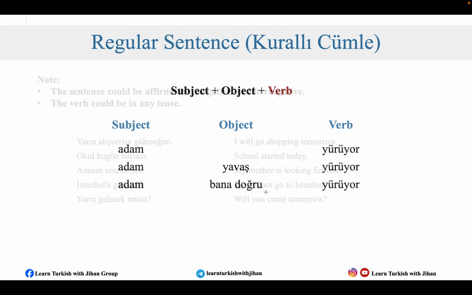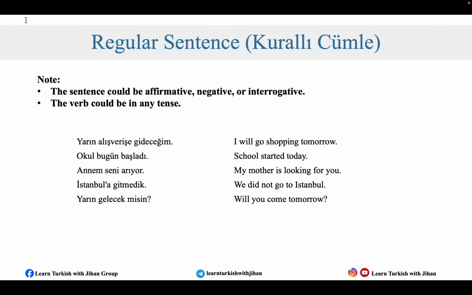Let's continue. Let's talk about the note here. This sentence could be in any state. It could be affirmative, which is like positive. It could be negative, or it could be interrogative. The other note is that the verb could be in any tense. It could be the past, the present, the future, in any tense in this regular sentence.